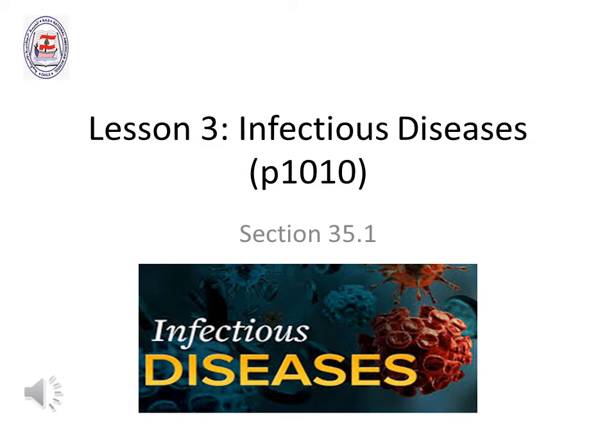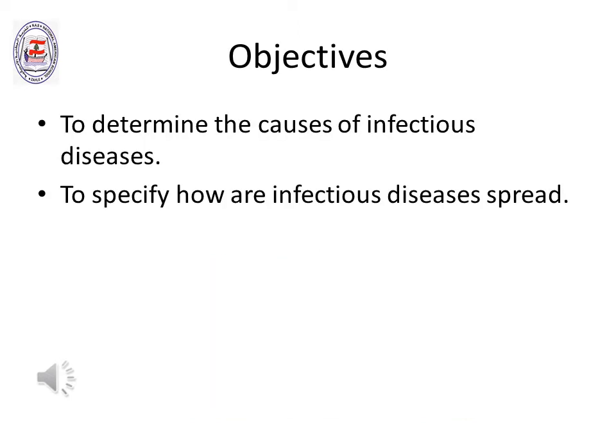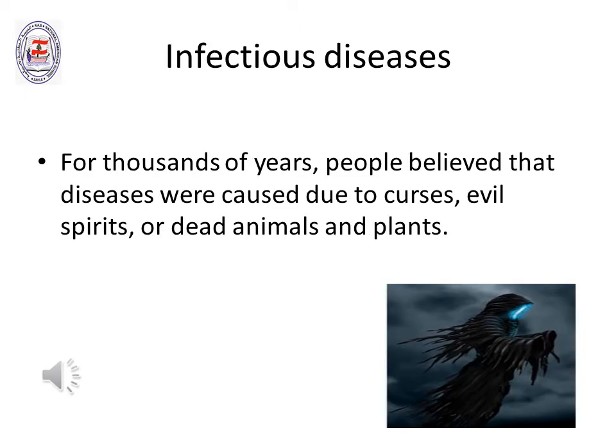Today our lesson is about infectious diseases, section 35.1. Open your books on page 1010. The objectives of this section are to determine the causes of infectious diseases and to specify how infectious diseases spread. For thousands of years, people believed that diseases were caused by curses, evil spirits, or dead animals and plants.